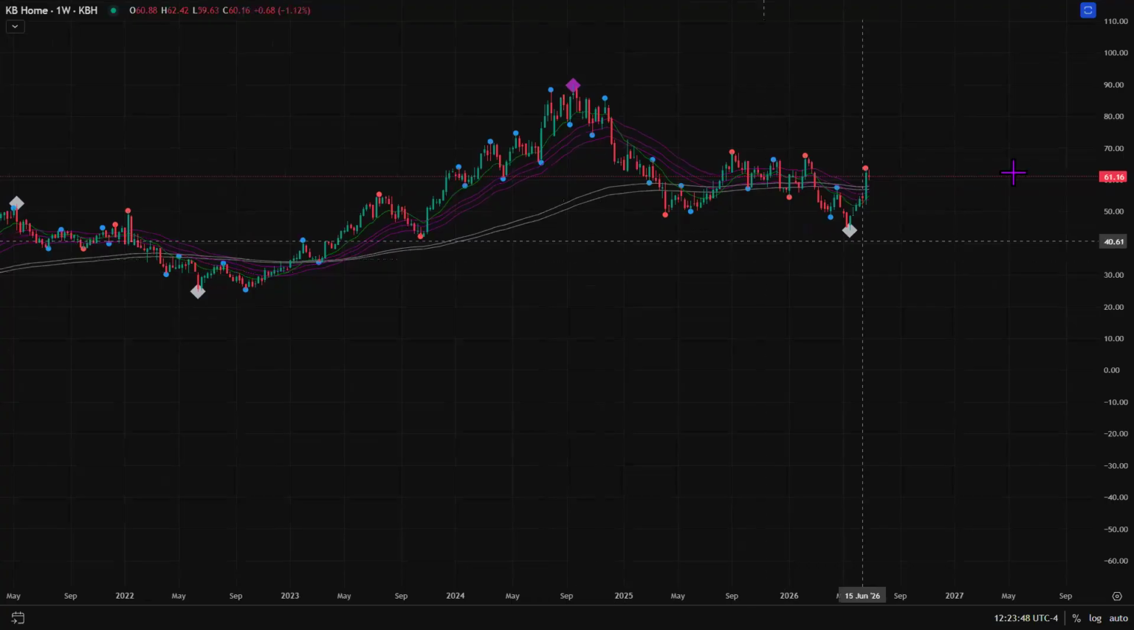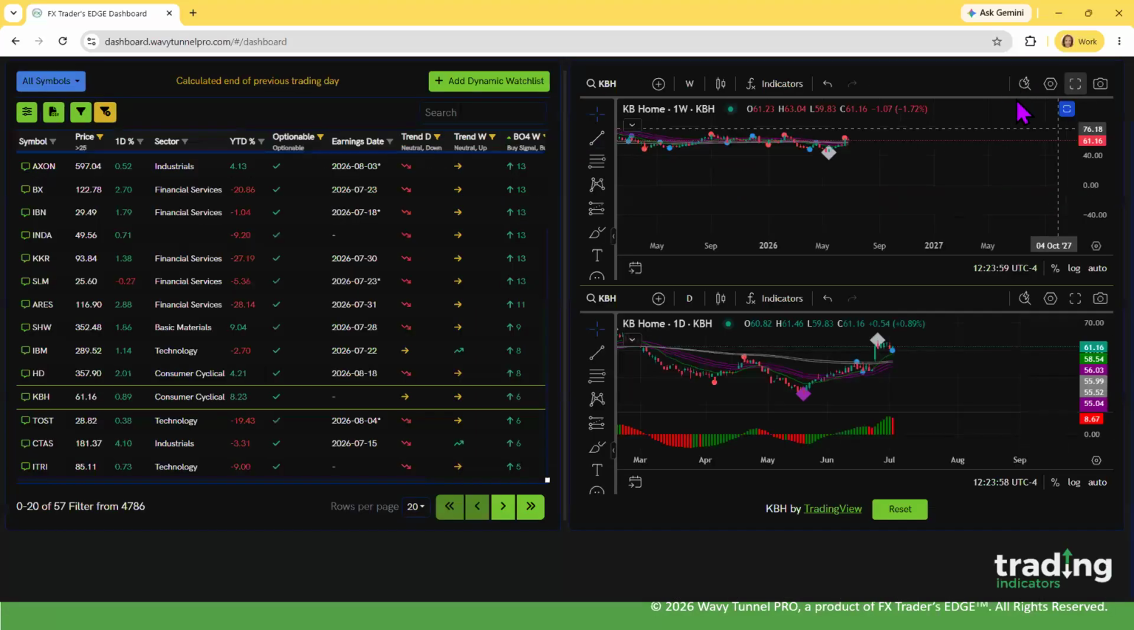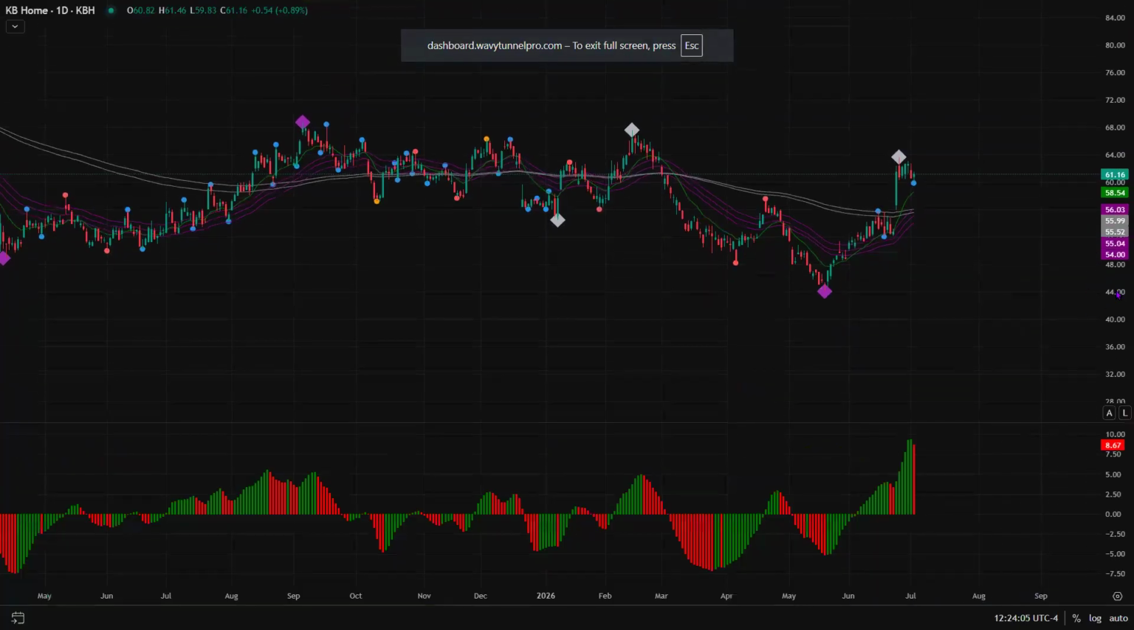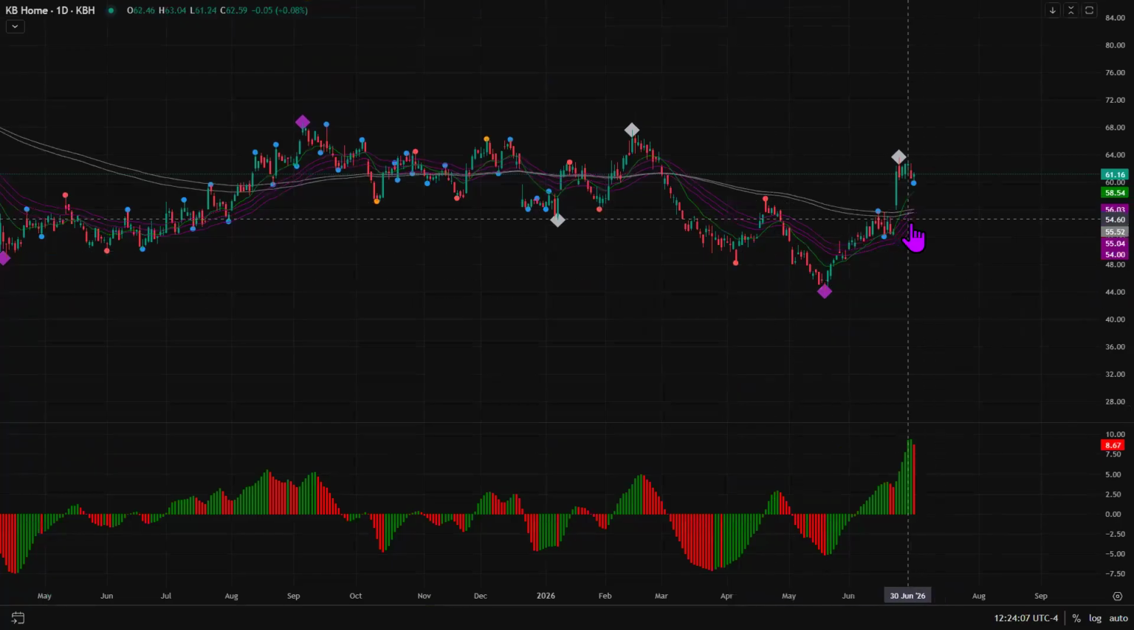We're still in the tunnel, and we did do a nice three-wave move down. So it could turn out all right. Let's look at the daily chart. Yeah, it could turn out just fine.